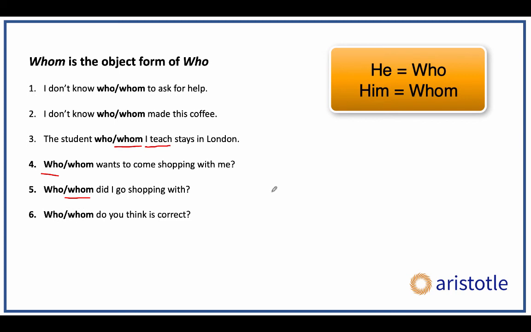Who or whom do you think is correct? I think he is correct. So the answer was who. And whom do you believe? I believe him. So whom do you believe? So you see, he and him, the easiest way of figuring out whether you want to go with who or whether you want to go with whom. So make use of that.